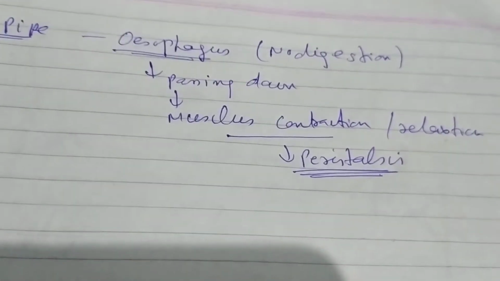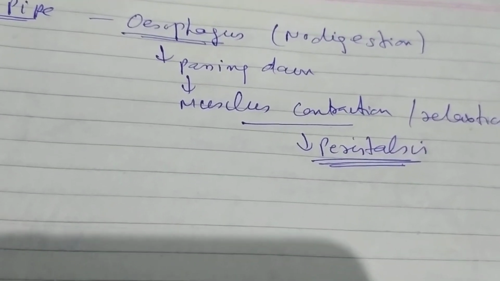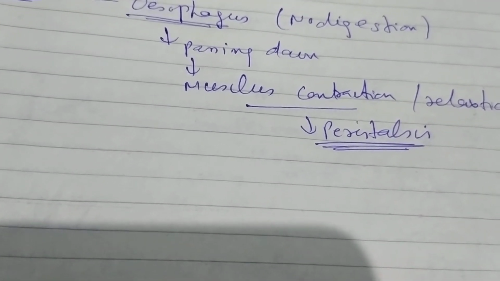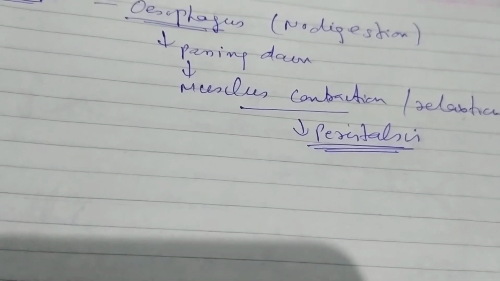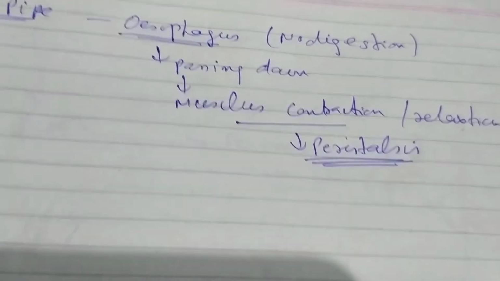So this is very important. What is peristalsis? Pushing down of the food with the help of the esophageal muscles, through contraction and relaxation. That is called peristalsis. Then the food goes to the stomach.